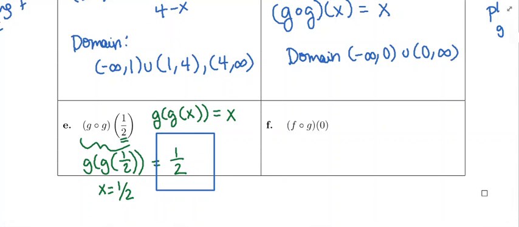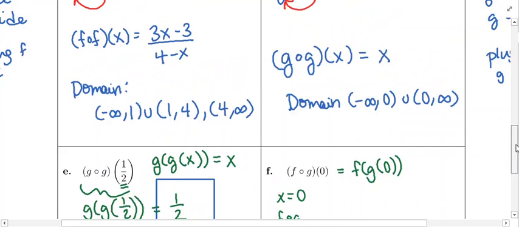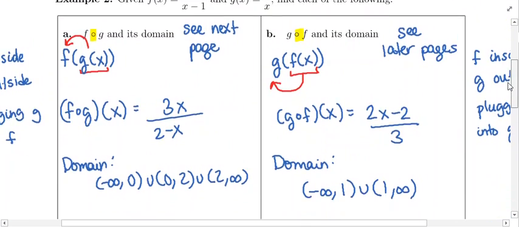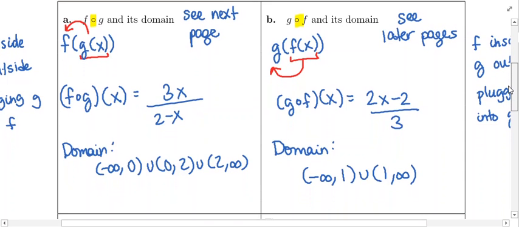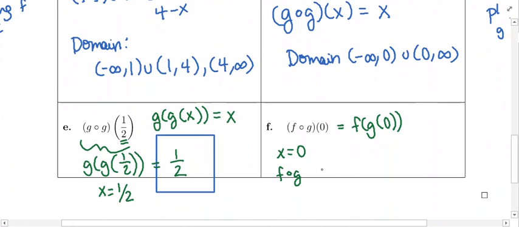And then we could do the same kind of thing in part F. In part F, we're going to look at a different function. We're going to look at f of g. So this is f of g of 0. Basically we're plugging x equals 0 into the new function f of g. So we need to go up to part A. That's where we did f of g. f of g is 3x over 2 minus x. So I'm going to go ahead and write that down. f of g of x is 3x over 2 minus x.